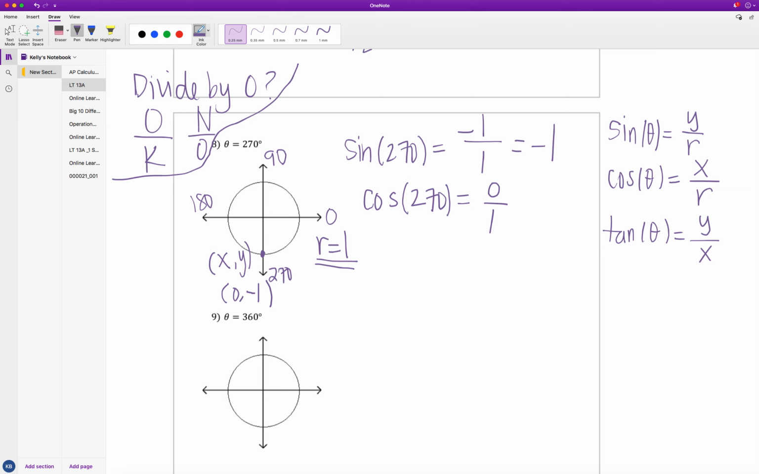Now the last one we have to do is tangent of 270 degrees. Tangent is, remember, opposite over adjacent, or y over x. Our y value here is -1 over our x value is 0. What happens when I go -1 over 0? That's a big no that I can't do, so I get this value to be undefined. Oh, crazy pen. Sorry, guys. Undefined.